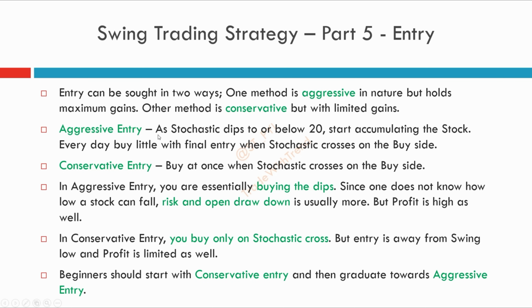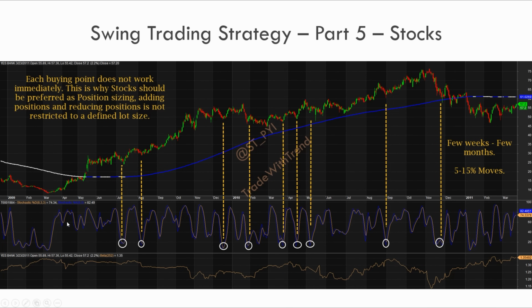The aggressive entry method is that as stochastic starts to dip to or below the 20 level, you start accumulating the stock. So every day you kind of buy a little, with the final entry actually happening when stochastic enters the buy mode. Now when does stochastic enter the buy mode? Just take a look here. If you see in this down move, the stochastic K is actually below the stochastic D. So whenever the stochastic D actually crosses the stochastic K from below, that is a confirmation signal to go long in terms of timing the trade, right?